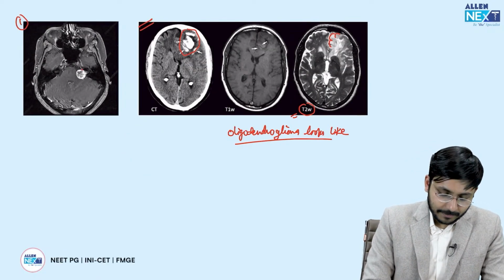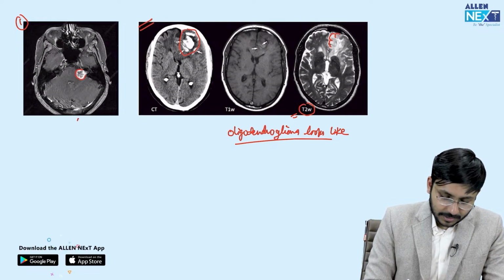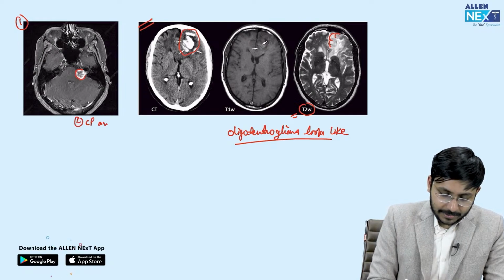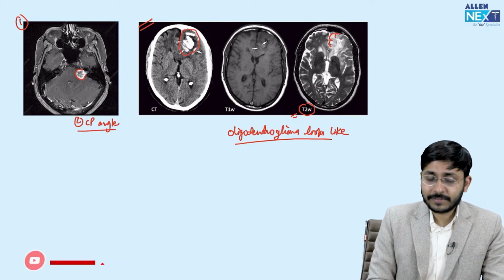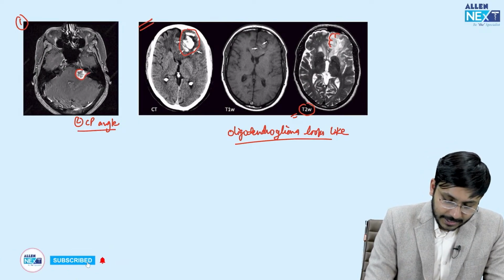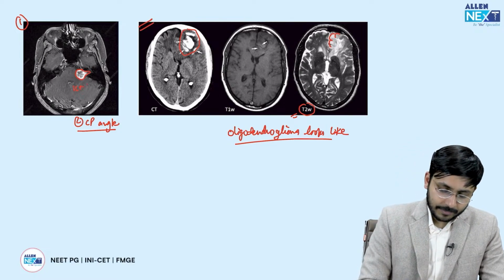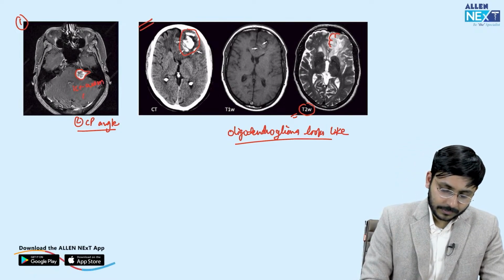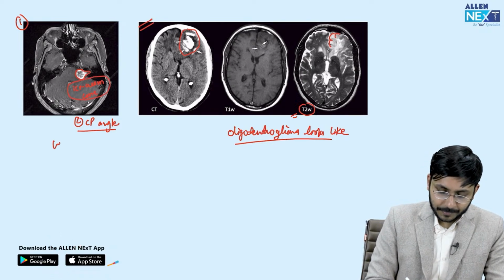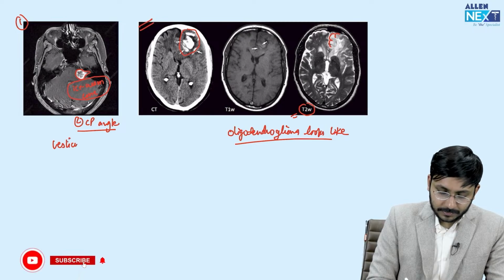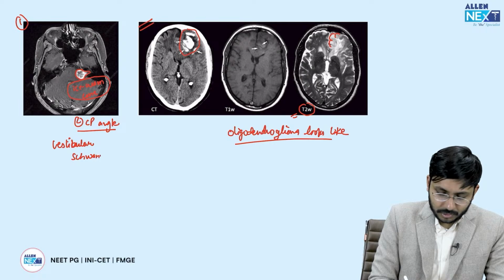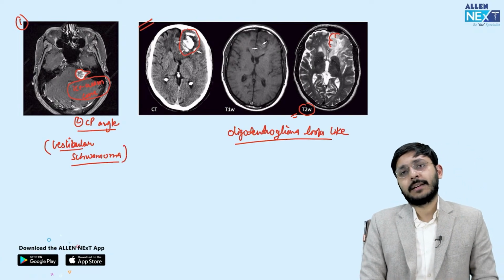Now, which is this first tumor that is shown here? We see this intensely enhancing tumor in the left CP angle, cerebellopontine angle on the left side, and this tumor is extending into the internal acoustic canal like an ice cream cone. This is nothing but a vestibular schwannoma. This is how a vestibular schwannoma looks like.